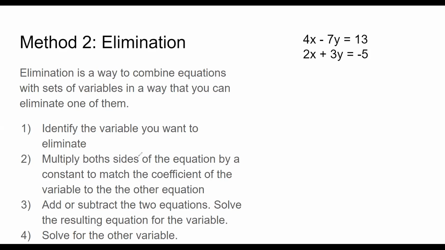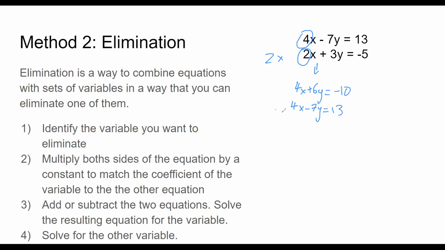So you're going to want to multiply both sides of an equation by a constant to match the coefficient of the variable to the other equation. So here the coefficient is 4, and here the coefficient is 2. So if we want to get a 4x here, so that we can subtract them, we're going to multiply the bottom equation by 2. Then this becomes 4x plus 6y is equal to negative 10 after we multiply by 2. And now we write our other equation, which was 4x minus 7y equals 13.